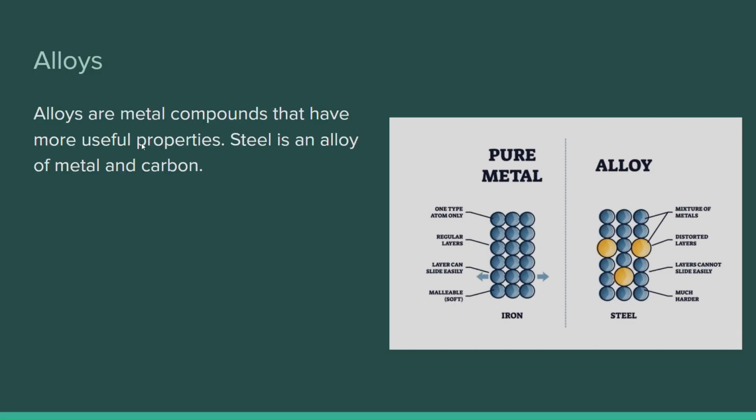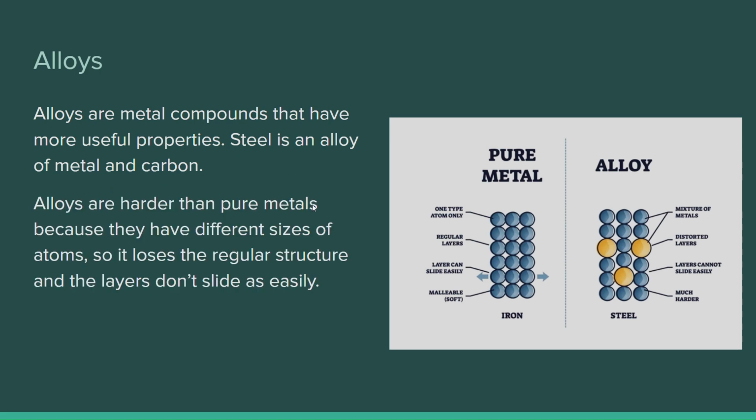So alloys. Alloys are metal compounds that have more useful properties than the pure metal. So, for example, steel is an alloy of metal and carbon. Alloys are harder than pure metals because they have different sizes of atoms, so it loses that regular structure, and the layers don't slide as easily. You can see in that diagram here, it's really irregular. Some examples of alloys are stainless steel, duralumin, brass, and solder.